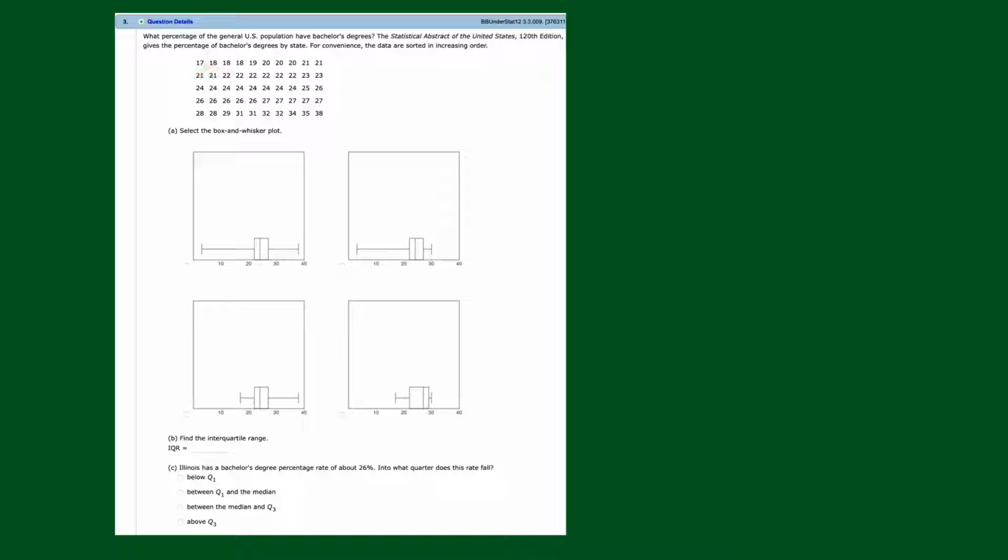So to begin with, we see 17. So that would be state number 1, 17% of the population has a bachelor's degree. State 2, 18%, and so on.